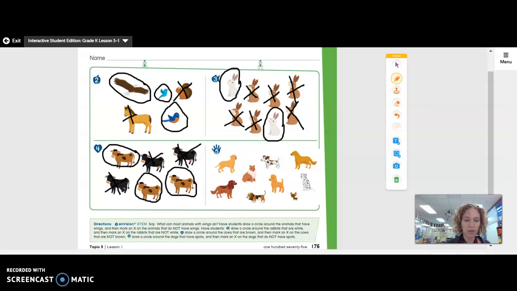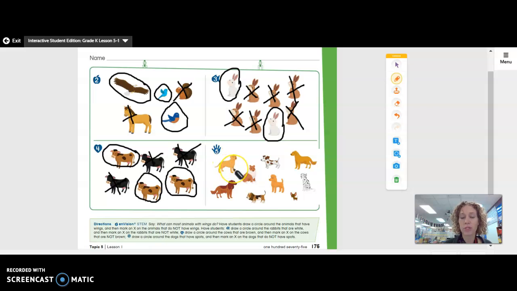Let's take a look at number 5. We're going to draw a circle around the dogs that have spots. That's going to be our category. And then we're going to put an X on the dogs that do not. All right? So we want to circle only the dogs that have spots.